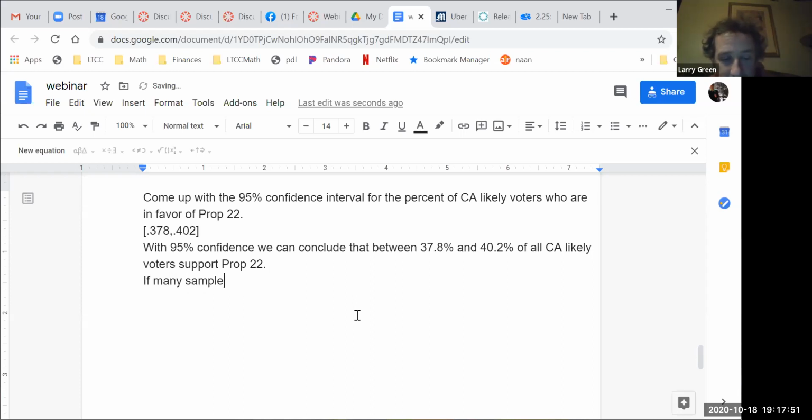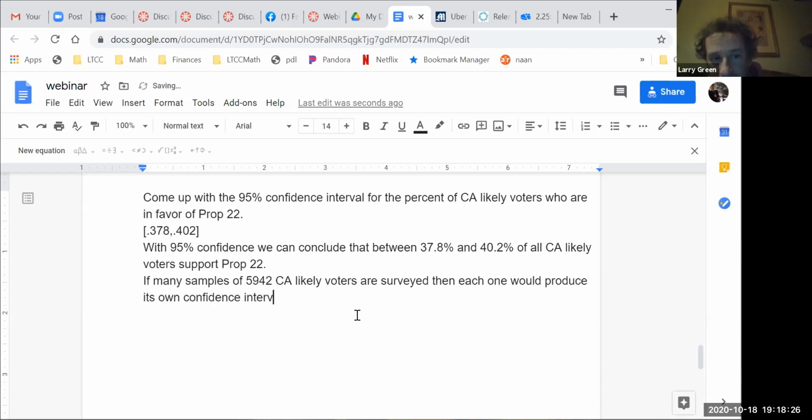and we can say that if many samples of 5,942 California likely voters are surveyed, then each one would produce its own confidence interval. Right? They'll all be basically different, pretty close to different.